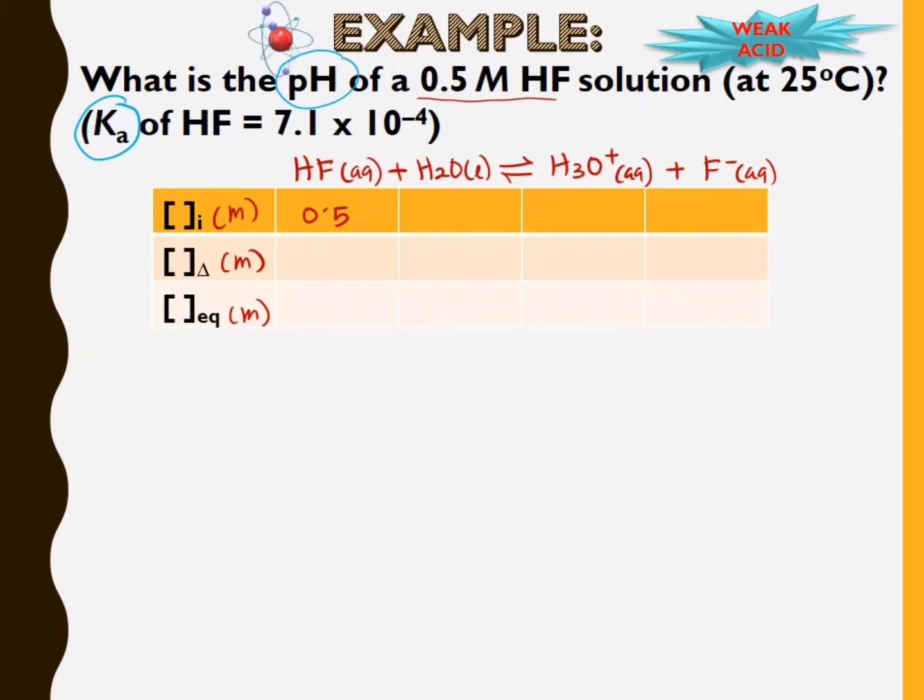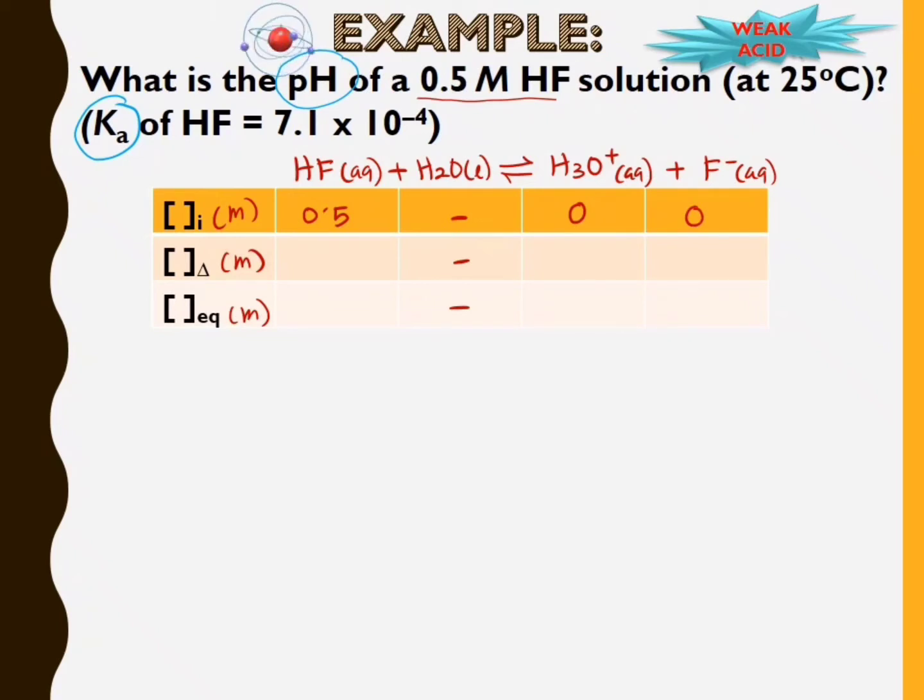H2O kita boleh dash saja, abaikan. Okay, and then for H3O plus and F minus, the product is 0. Okay, senang cerita saya cakap kat sini, produk memang semuanya kosong. Belum buat reaction lagi kan? Mestilah kosong, tak ada lagi.